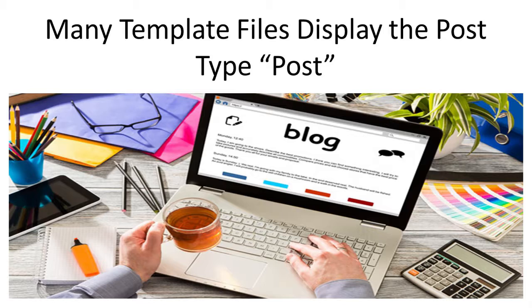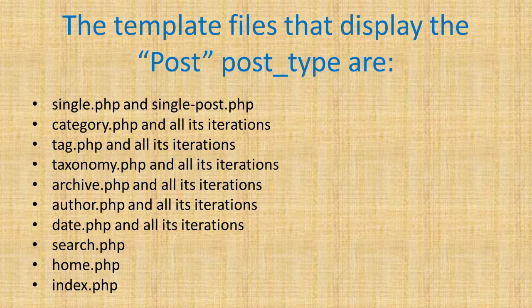They have a date and a timestamp, may have the default taxonomies of categories and tags applied, and are used for creating feeds. The template files that display the post type are single.php and single-post.php, category.php in all its iterations, tag.php in all its iterations, taxonomy.php in all its iterations, archive.php in all its iterations, author.php in all its iterations, date.php in all its iterations, search.php, home.php, and finally, index.php.